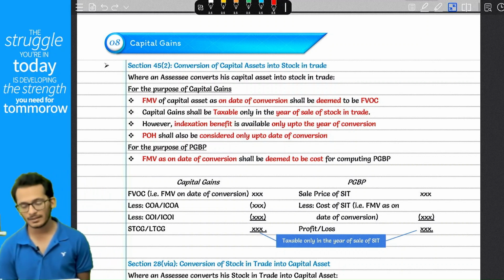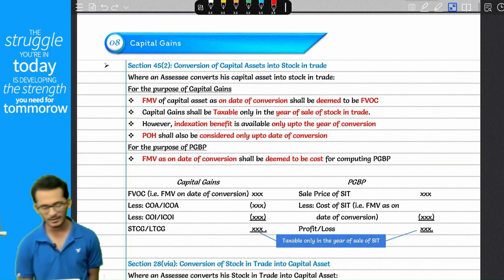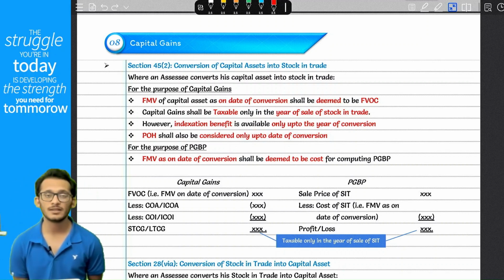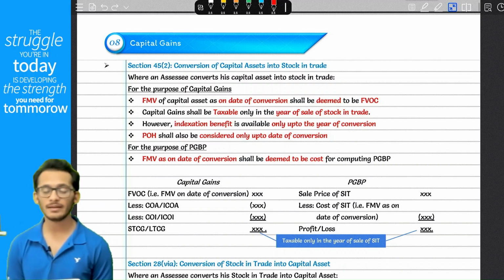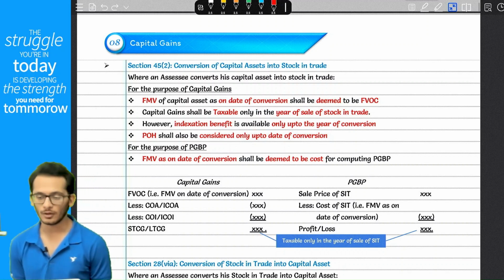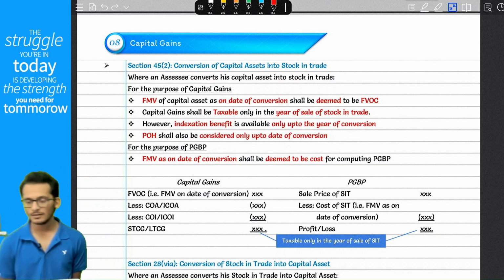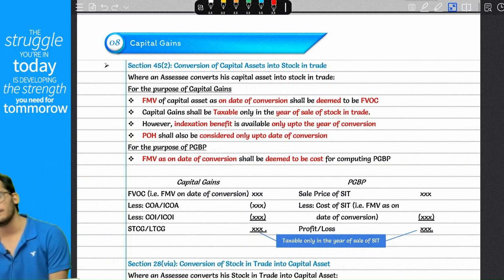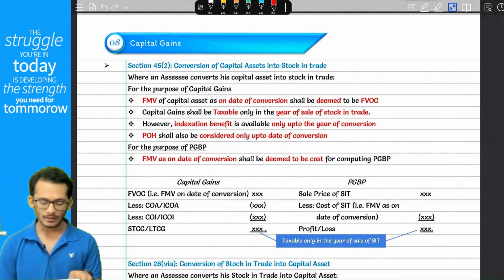The only check point here is that if you are going to convert your capital asset into stock and trade, the tax of the capital gains will be paid only in the year in which the stock and trade is sold. Yes or no? Yes.